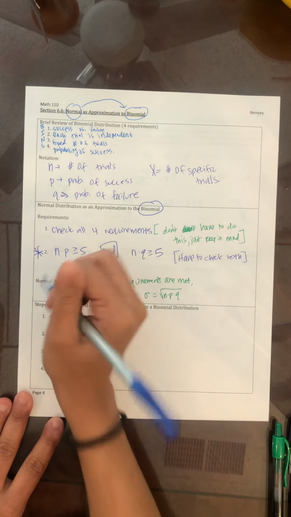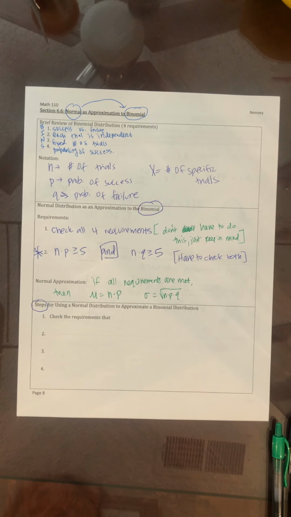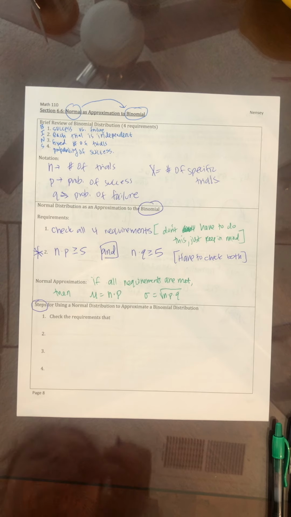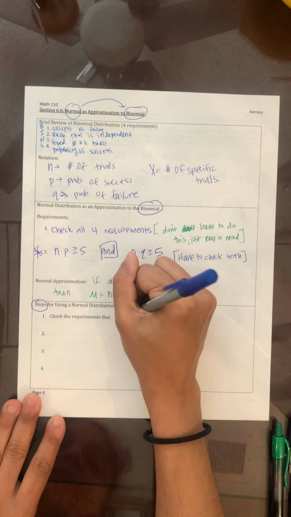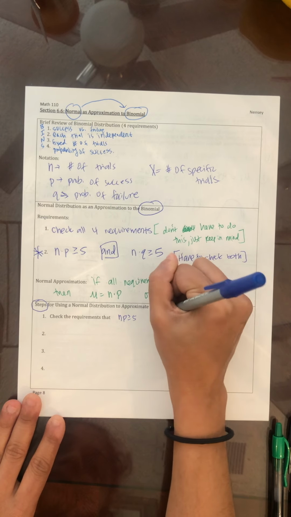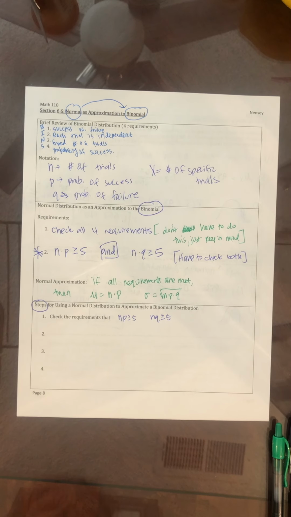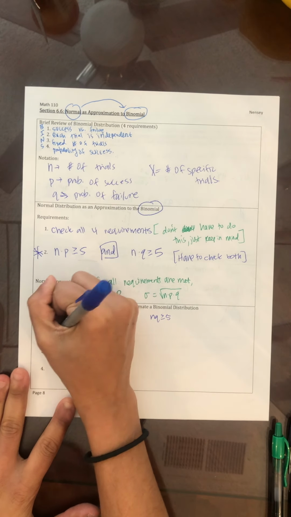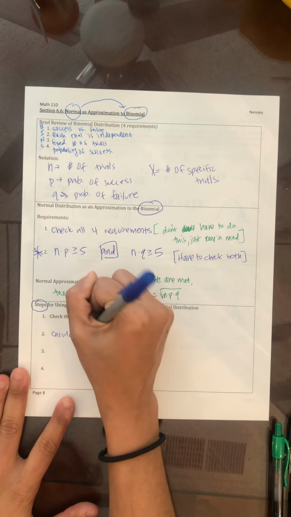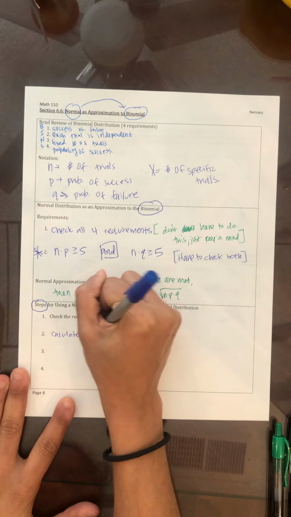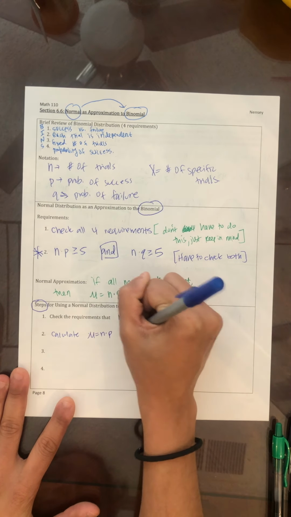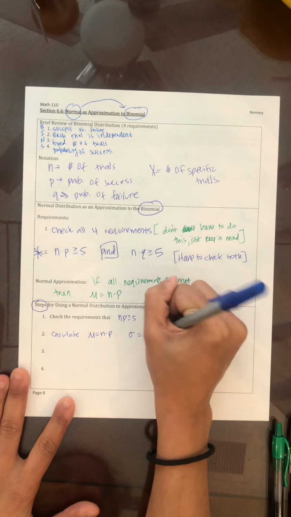So here are the steps. The top was the requirements. Here are the 4 steps that you do. The first one is check the requirements. Again, the 4 in your head, and then you're going to check that NP is greater or equal to 5, and NQ is greater or equal to 5. Again, that's the first thing you're going to do. The second step is you're going to actually calculate mu, which is N times P, and sigma, which is the square root of N times P times Q.